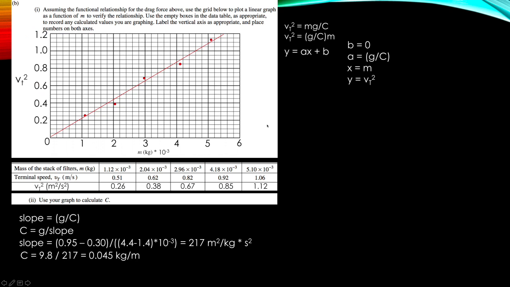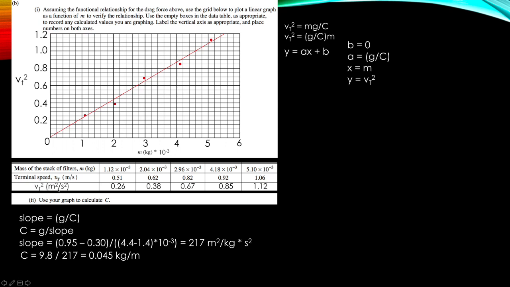So here's part B. Part B says, assuming the functional relationship for the drag force above, use the grid below to plot a linear graph as a function of m to verify the relationship. Use the empty boxes in the data table as appropriate to record any calculated values you're graphing. Label the vertical axis as appropriate, and place numbers on both axes. So I've copied the data table here again, and you can see that I filled it out with vt squared.